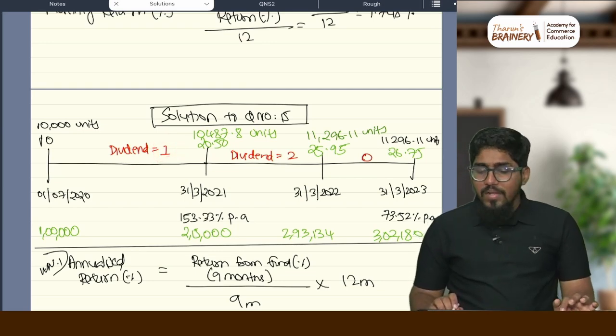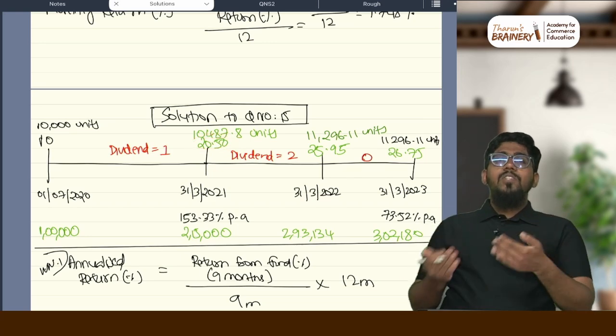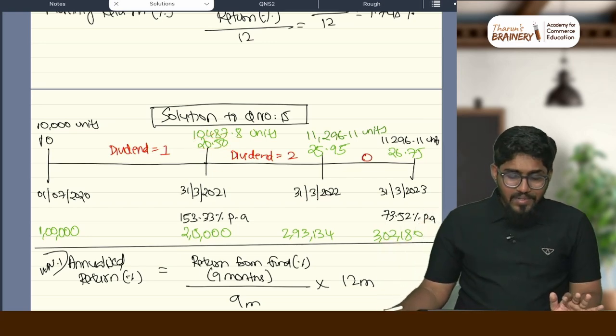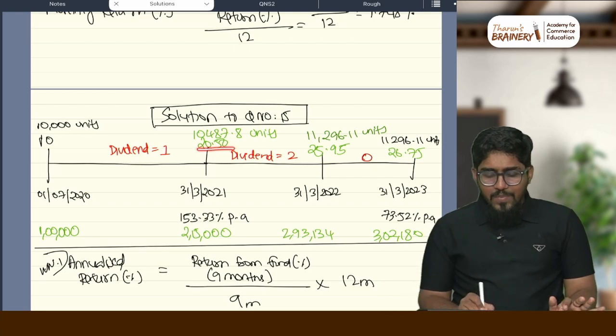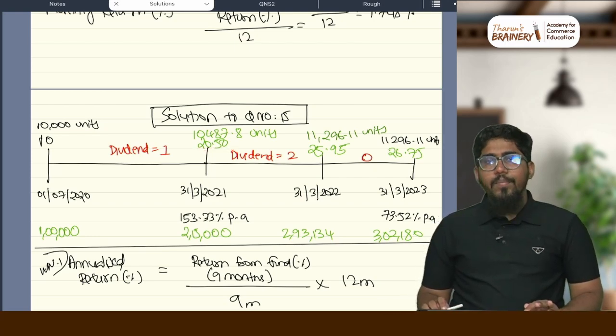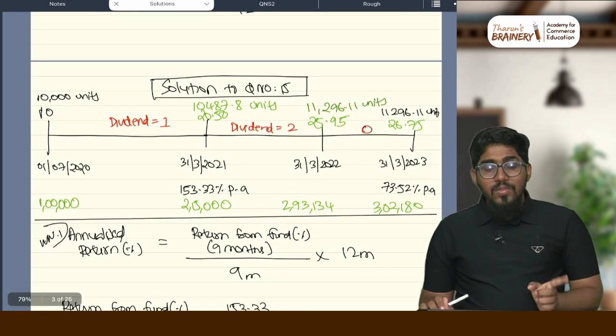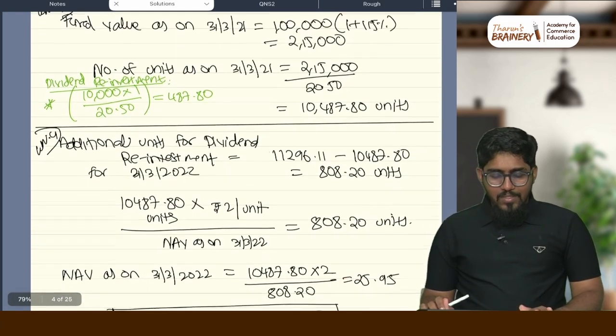So this 10,000 dividend I'm getting, this 10,000 is divided by my NAV, because instead of receiving the dividend, I received units. So 10,000 divided by the NAV of 20.5, you will get 487.8. Are you all getting this? Okay, 487.8. So that is how I'm getting this.